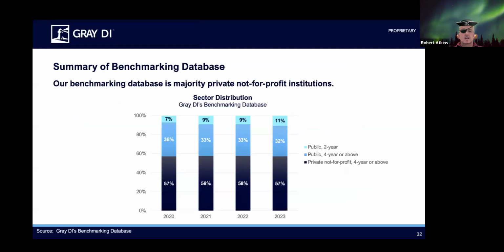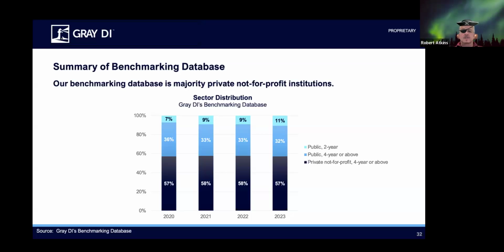Now, what's in our benchmarking database? It's very heavily private, not-for-profit. So for those of you out there, we've got a nice, rich database for your schools. We've got a very good chunk of public four-year and above, 32% of our sample, and 11% and growing of public two-year community colleges. I would say for much of this work, though, comparing across these institutions is still valid.